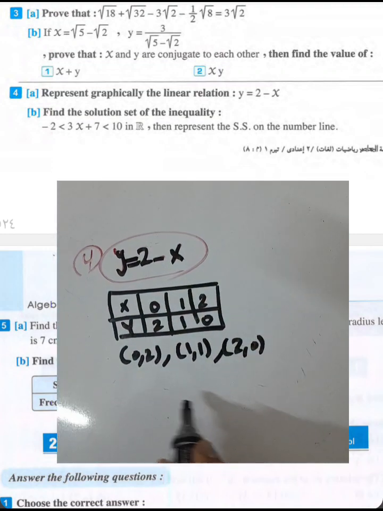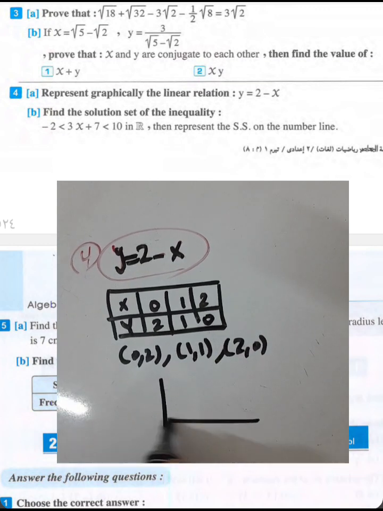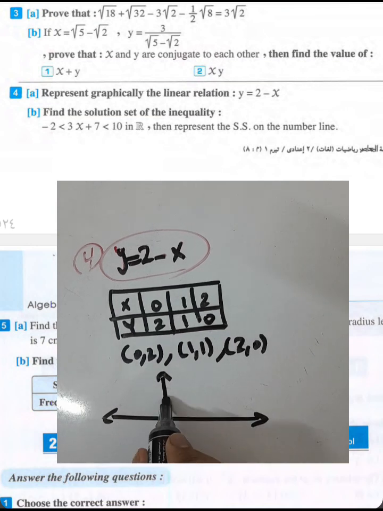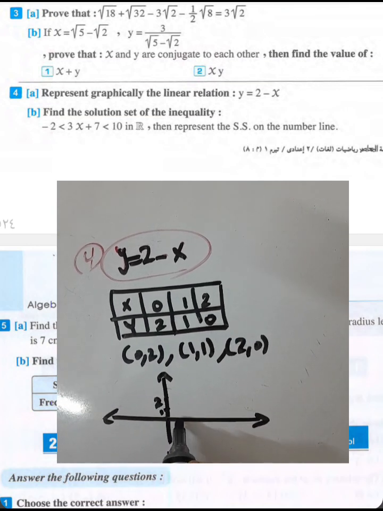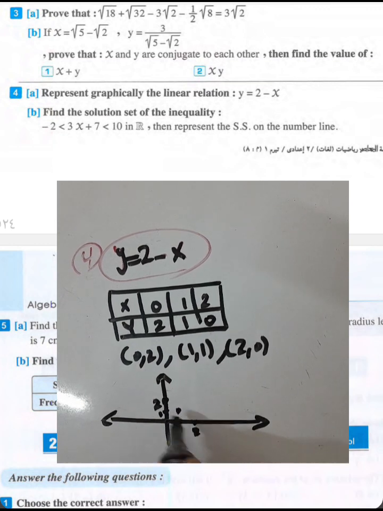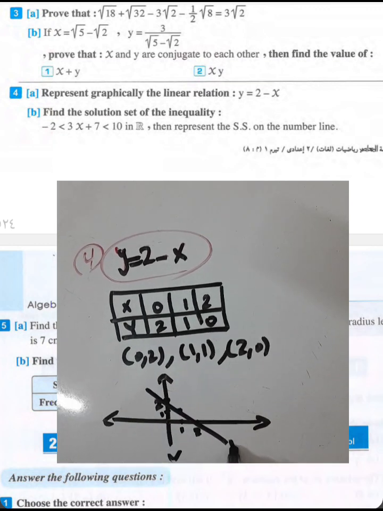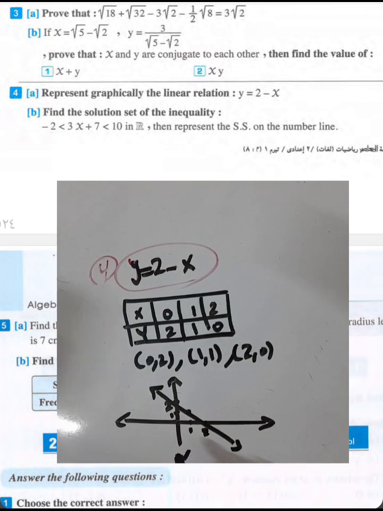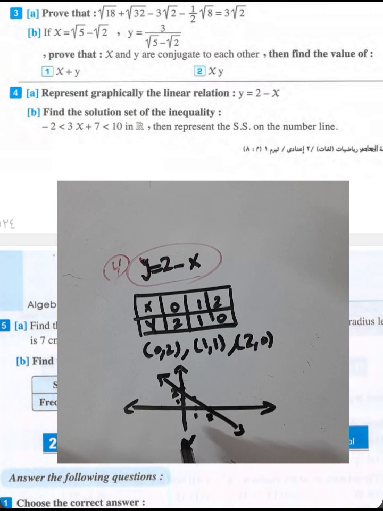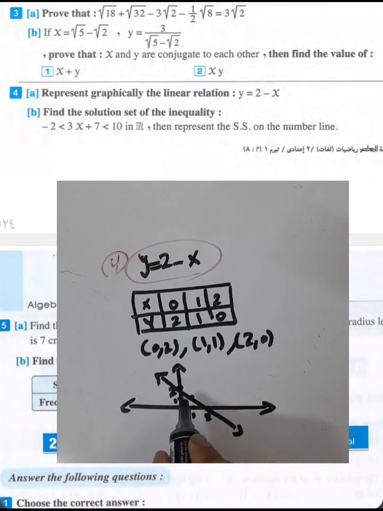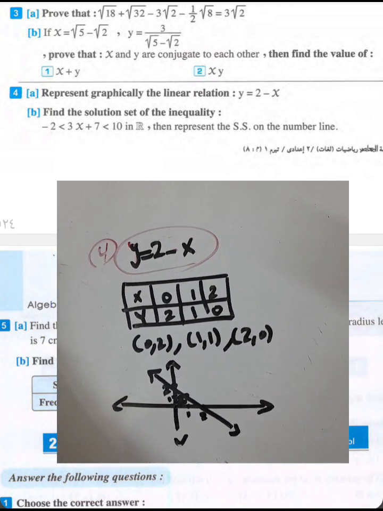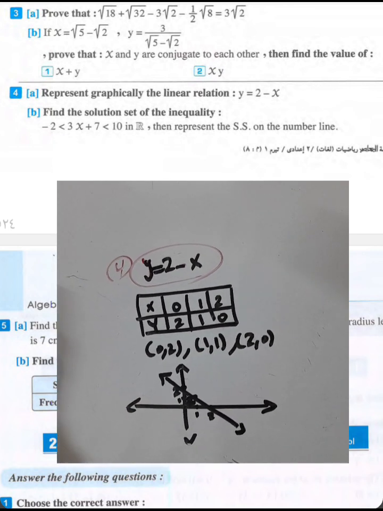we can draw x-axis and y-axis, 0 and 2, and 1 and 1, and 2 and 0, and then draw a straight line here, cutting the x-axis and y-axis, 2 parts and 2 parts. And then we have an isosceles triangle here. Okay, he doesn't ask anything else, he tells us to draw graphically only.